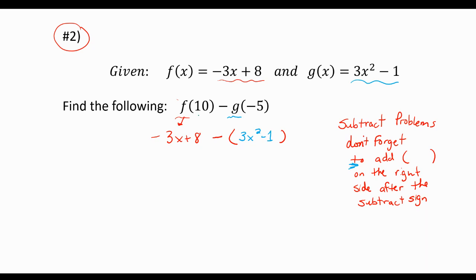Okay, so we're going to plug in a 10 right here, right? So it would be a 10 right here. So negative 3 times 10 plus 8 minus, I'm just going to stay on this side. That's negative 30 plus 8. That's negative 22. And I keep bringing down the minus sign, right?